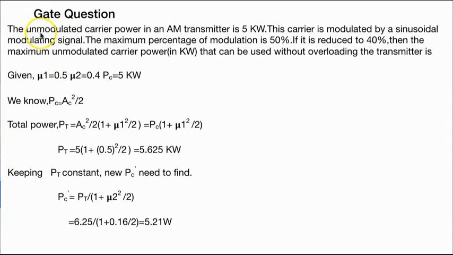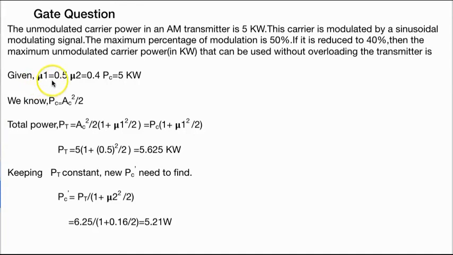The unmodulated carrier power in an AM transmitter is 5 kilowatt. The carrier is modulated by a sinusoidal modulating signal. The maximum percentage of modulation is 50%. That means mu1 is 50%. If it is reduced to 40%, then what is the maximum unmodulated carrier power in kilowatt that can be used without overloading the transmitter? Overloading the transmitter here means that it should not exceed the total power.